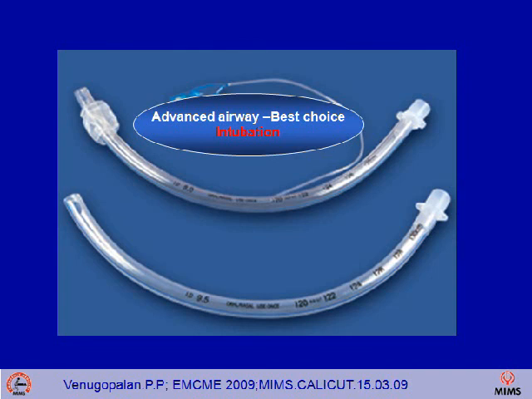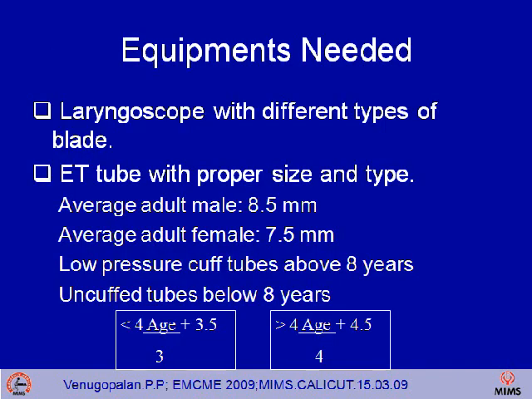This is the endotracheal tube. Endotracheal intubation is the best choice for controlling the airway. Endotracheal tubes can have a cuff. To prepare for an intubation.